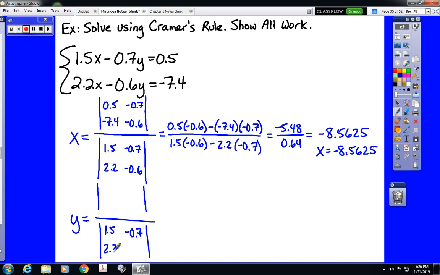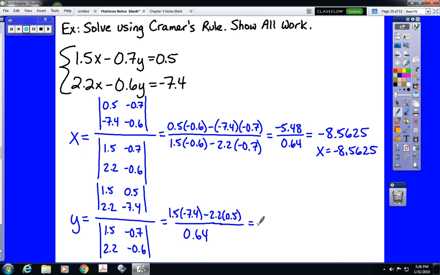Now, again, we already know the bottom determinant for y is the same value, so we don't need to reinvent the wheel here. We already know the bottom number is 0.64. There's no reason to redo that math. On top, the x column will be intact, so 1.5 and 2.2, and we'll be inserting our answers, 0.5 and negative 7.4, for the second column. So we're going to do 1.5 times negative 7.4 minus 2.2 times 0.5.